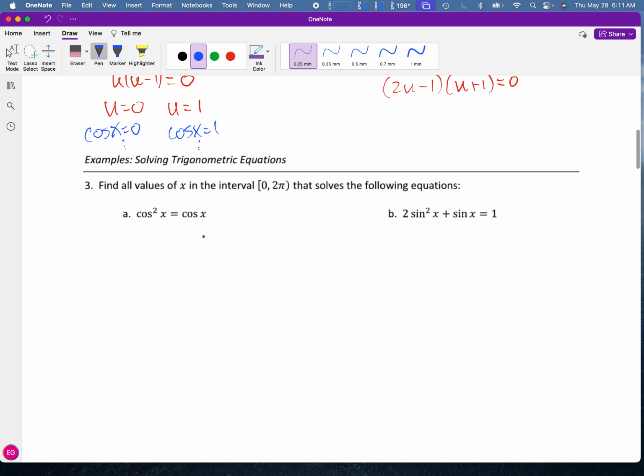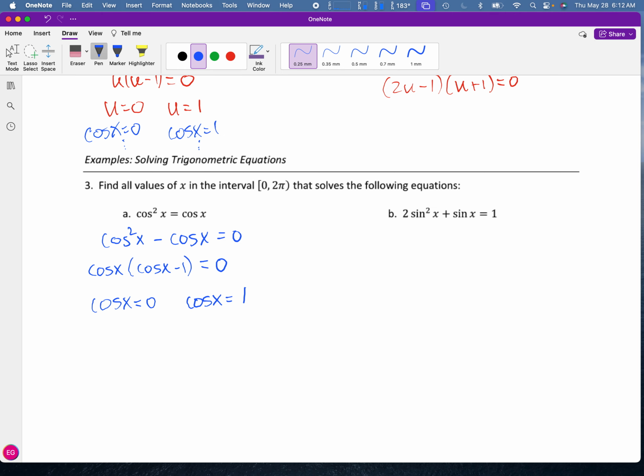Example 3 is going to literally connect those two warm-ups just like I was doing. So if we're trying to solve this, we're going to get everything on one side of the equation. So I'm just going to subtract that cosine to the other side. If you can recognize how to factor this without using u, then that would be preferred. So I see that there's a cosine in both of those, so I'm going to factor it out just like we did in the first warm-up. And then I'm going to set each of those factors equal to 0, just like I did with the u's in the second warm-up. So I'm going to get cosine x equals 0 and cosine x equals 1.